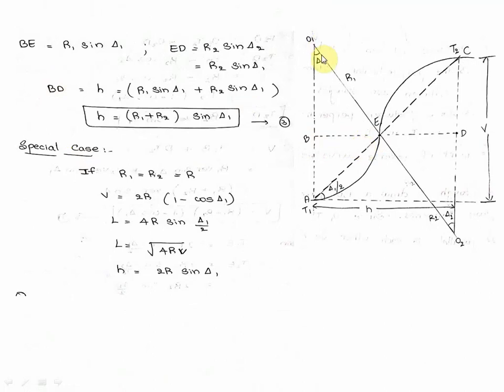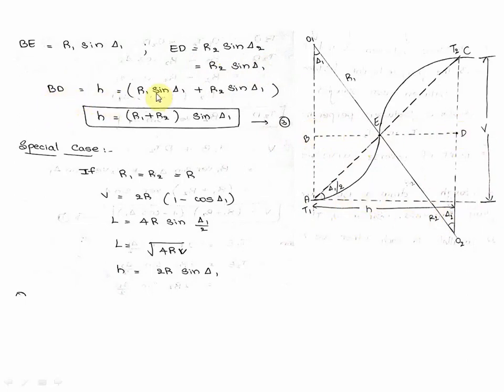So next, BE. This distance BE equal to r1 sine delta 1, and here also ED equal to similarly r2 sine delta 2. Since delta 1 is equal to delta 2, you can write ED equal to r2 sine delta 1 only. So the total distance BD is equal to BE plus ED, correct? That is nothing but H. This BD is equal to H, small h.